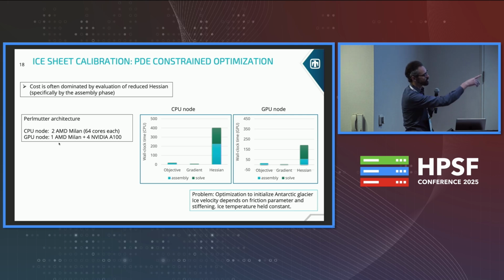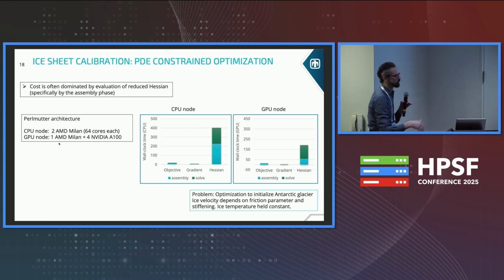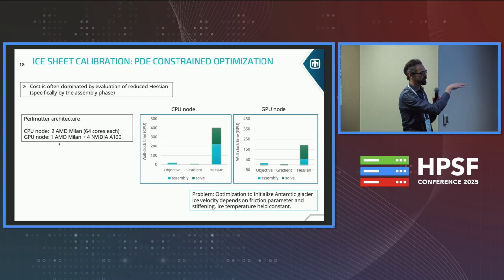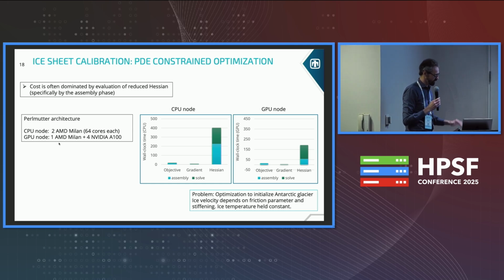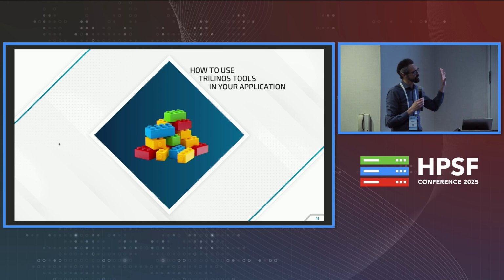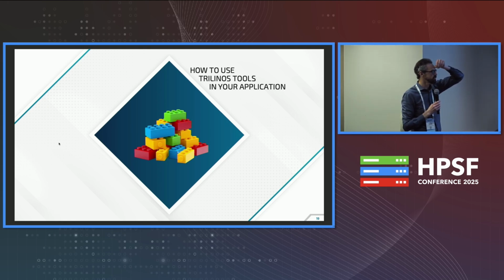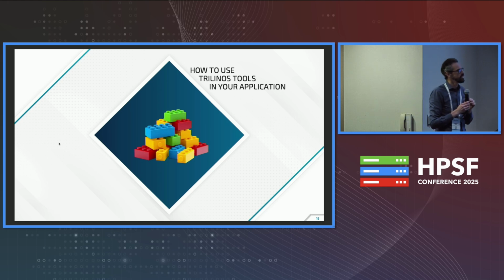vector product evaluation. And you can see, not surprisingly, that as you go to GPU, we really squash the assembly time. We also reduce the solve time, though not quite as much as the assembly time. But this was mainly to show that we can run efficiently on GPUs. And then, that was it regarding the Antarctica problem.